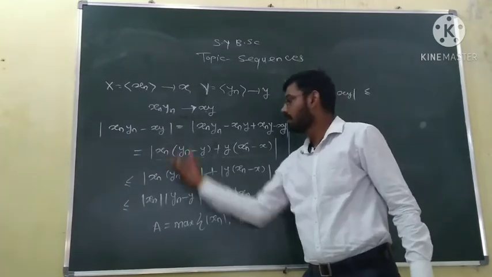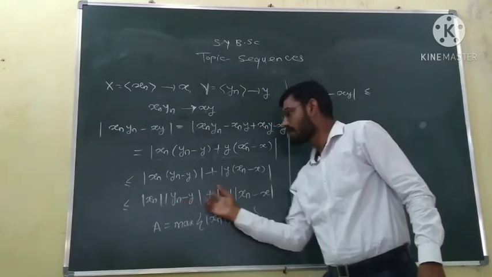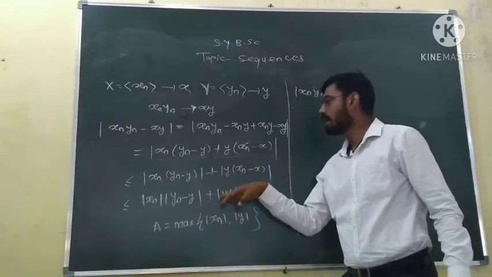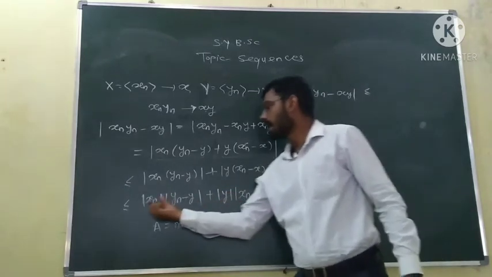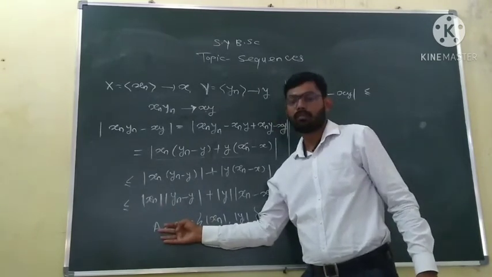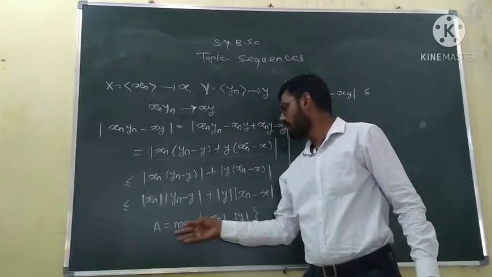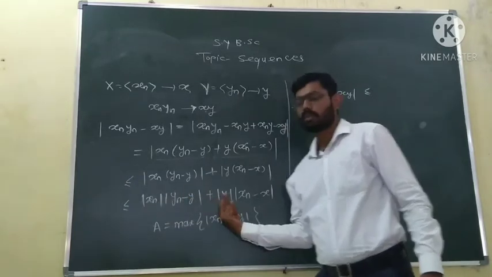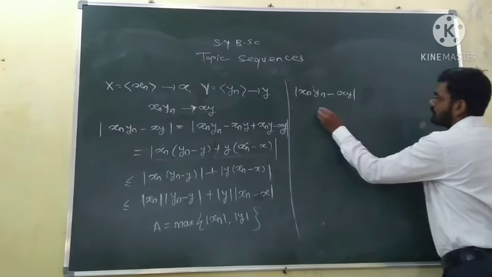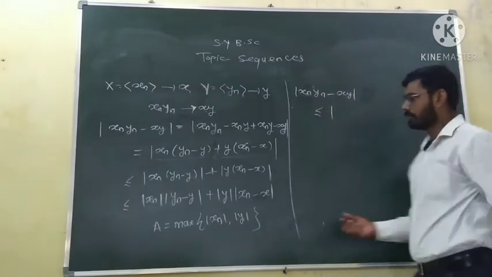Okay. This term already was less than or equal to this, and we are writing again a term which is greater than this. Why? Because we are replacing mod y and mod xn by a number which is greater than or equal to them. It's greater than or equal to these two terms. So again this side is less than or equal, and this is again less than or equal.